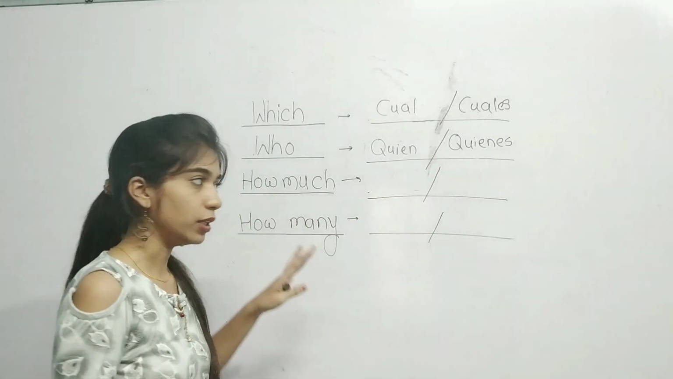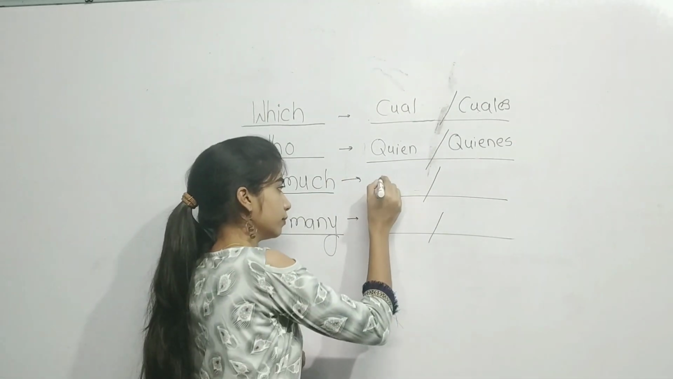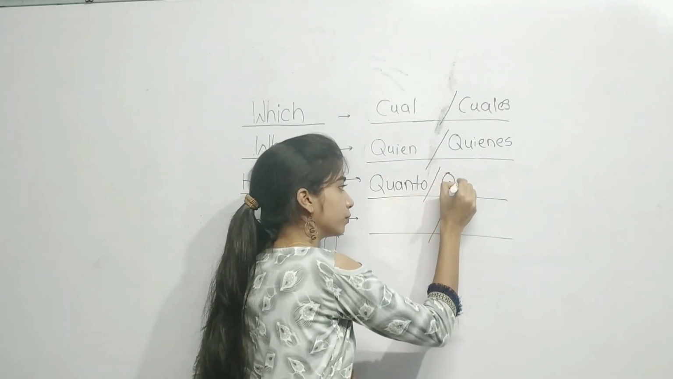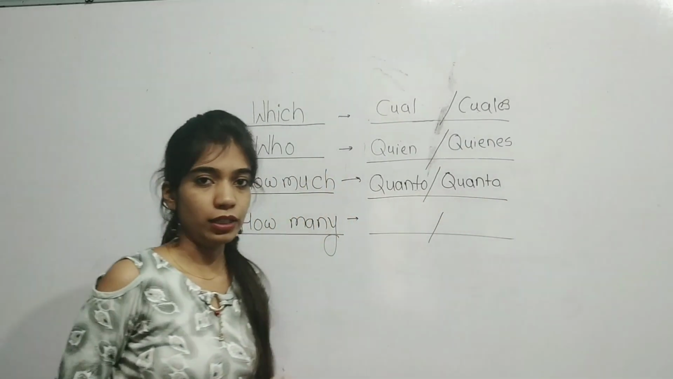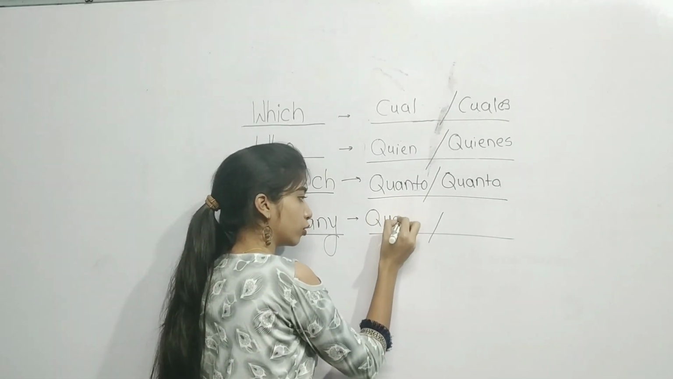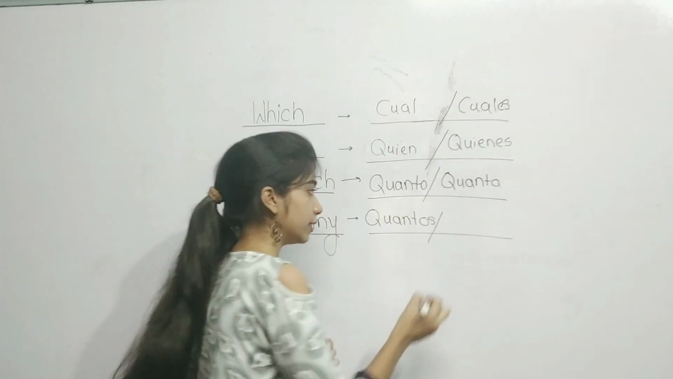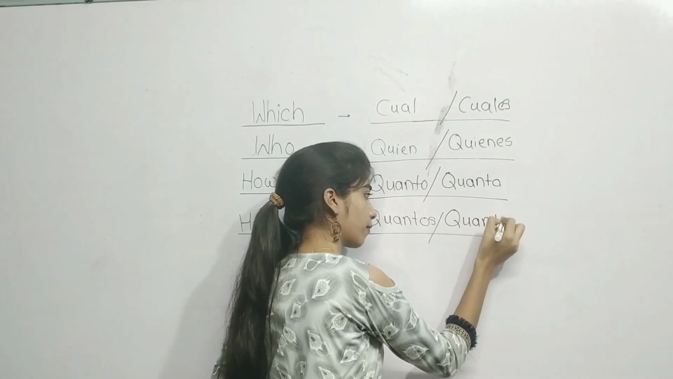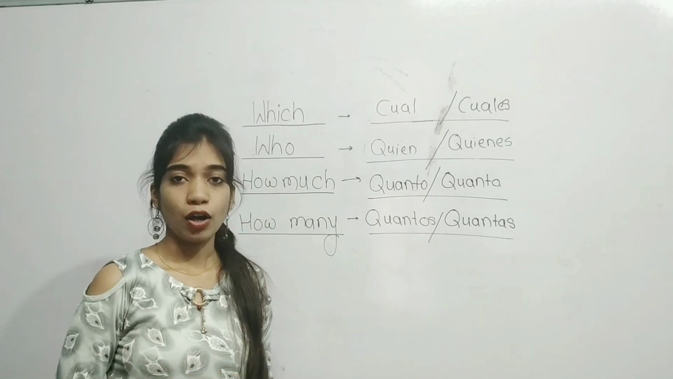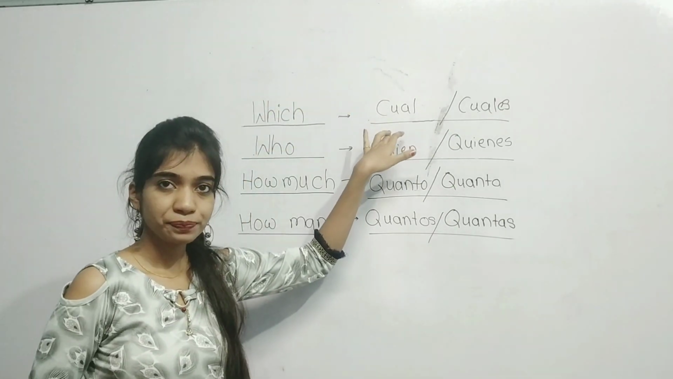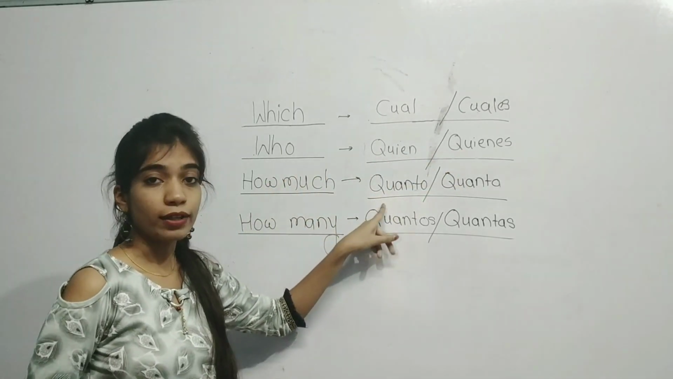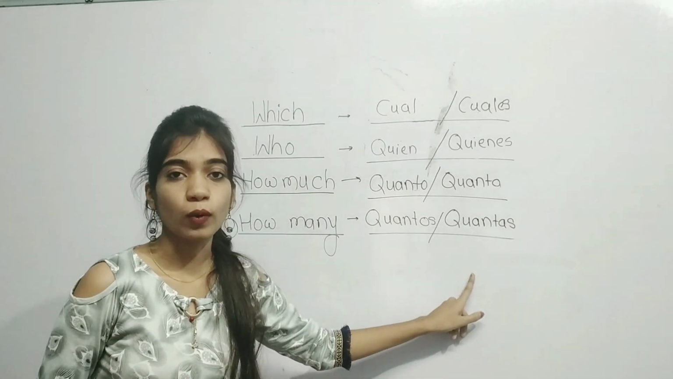Now how much. It varies in male and female. So for male it is cuánto and for female cuánta. Now how many, for male it is cuántos and for female cuántas. So which means cuál, cuáles. Who means quién, quiénes. How much, cuánto, cuánta. How many, cuántos, cuántas.